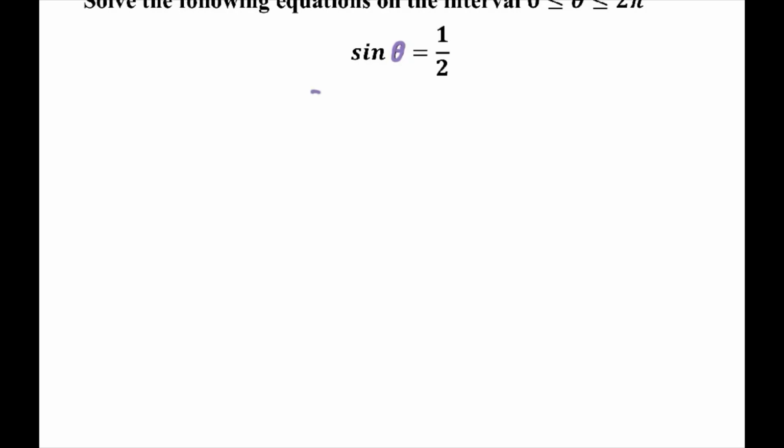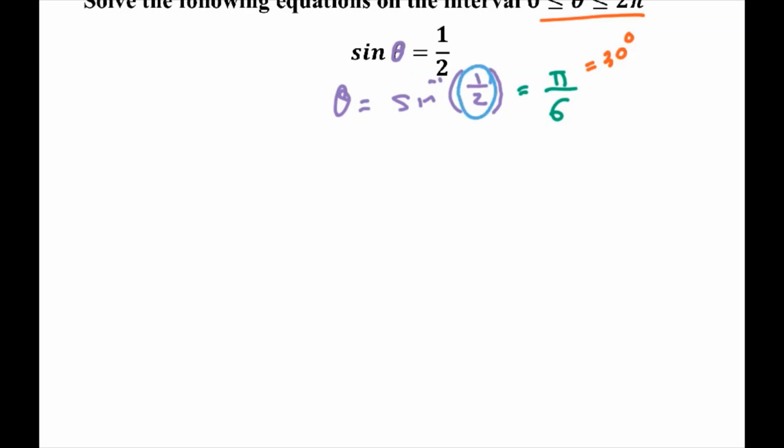So theta will be equal to sine inverse of 1/2. And by using the calculator, this is going to be pi over 6. In degrees, that's 30 degrees. Guys, remember, if the question gave you the interval in pi radians, you have to write your solution in radians. Now we are not done. We need to ask ourselves when sine is positive, because 1/2 is positive, right? Well, based on the CAST rule, sine is positive in quadrant 1 and in quadrant 2.